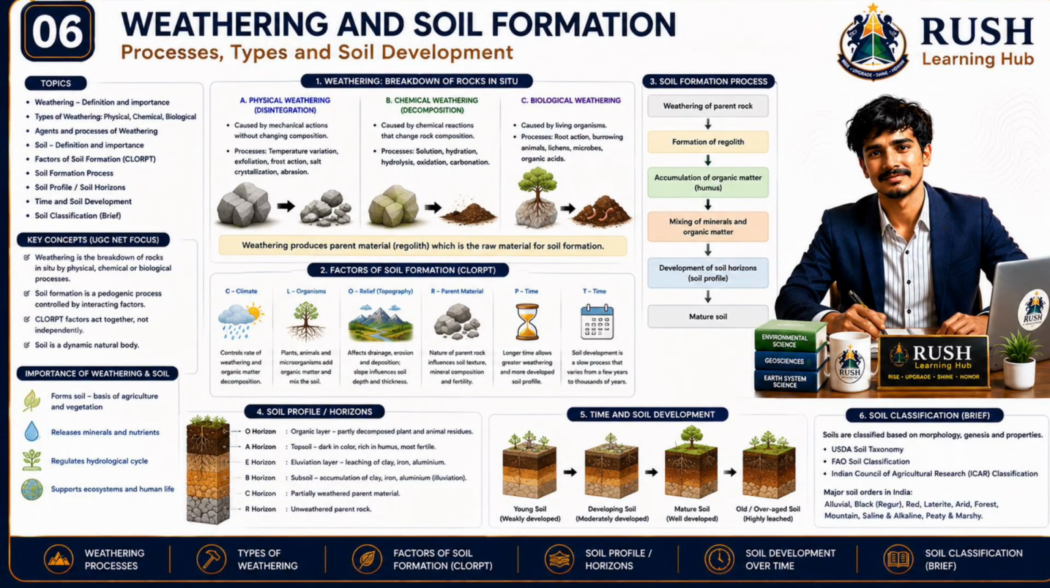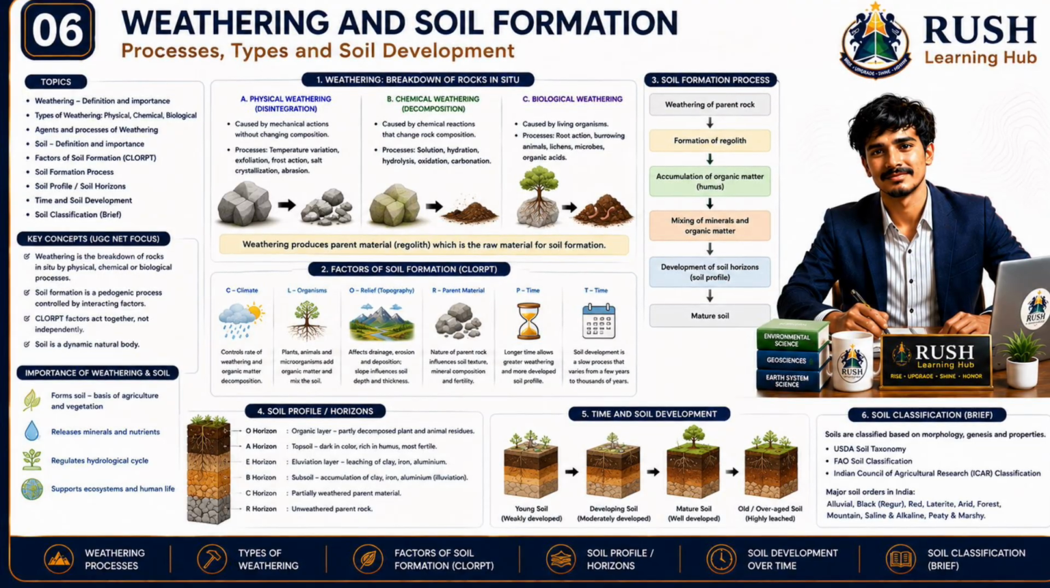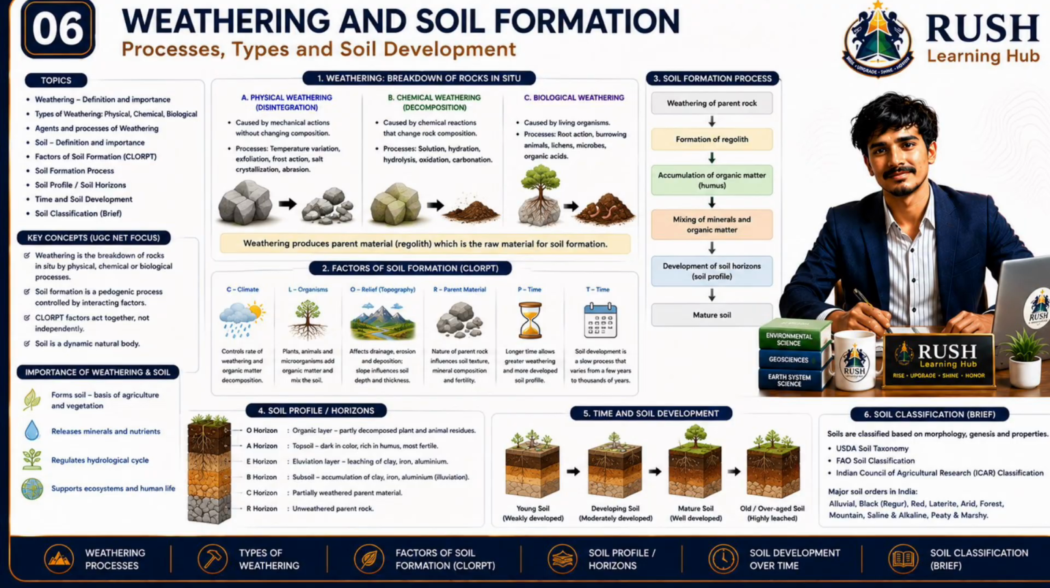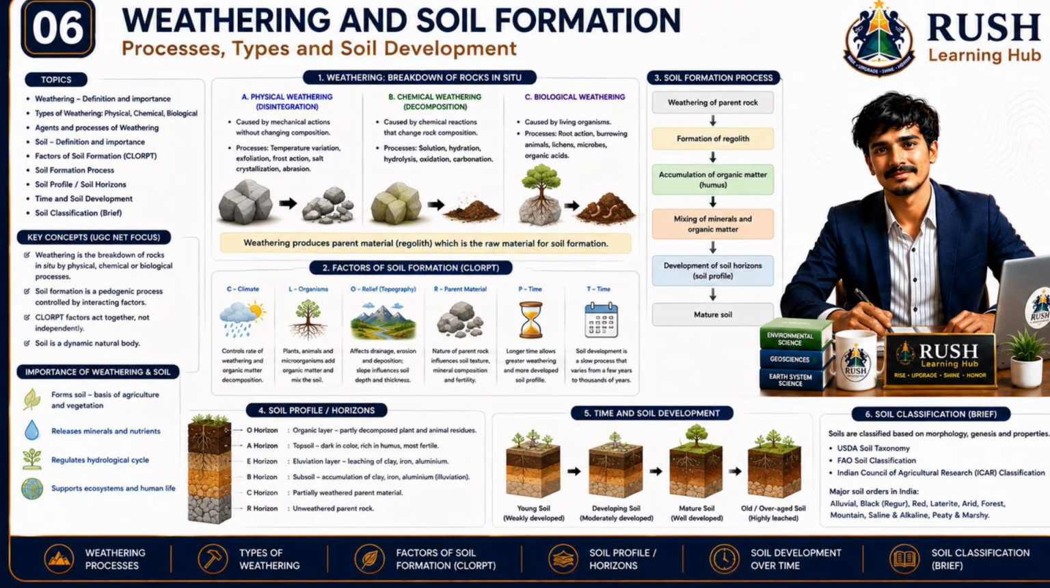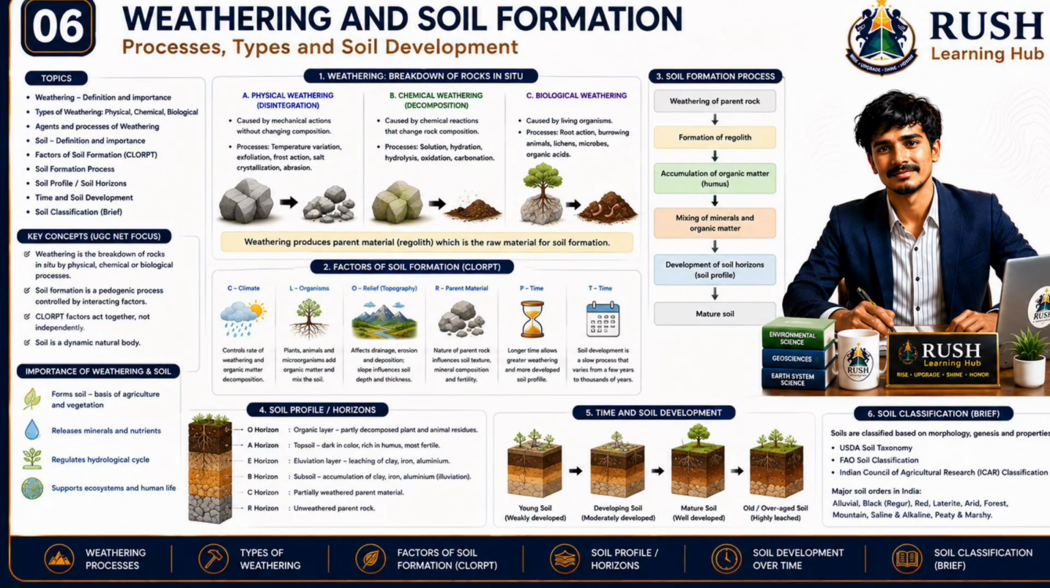The third type is biological weathering. Biological weathering is caused by living organisms such as plants, animals, bacteria, fungi, and lichens. Plant roots penetrate rock cracks and exert pressure, causing mechanical breakdown. Burrowing animals expose fresh surfaces to weathering. Microorganisms and lichens produce organic acids that accelerate chemical decomposition.